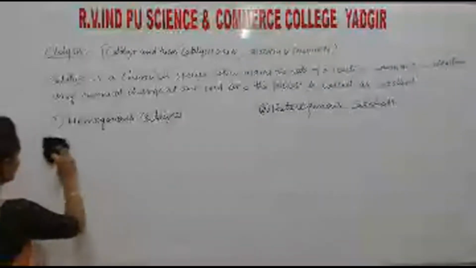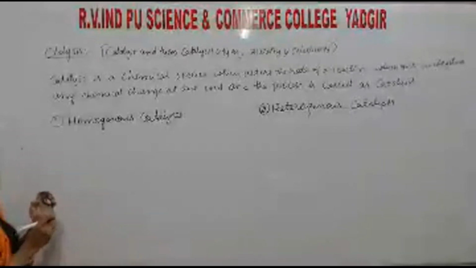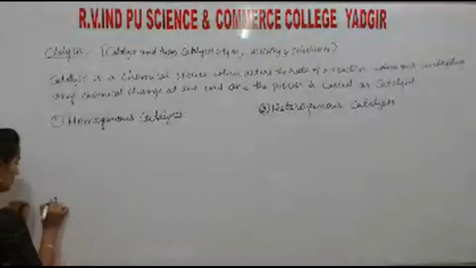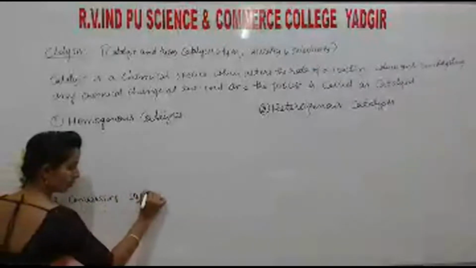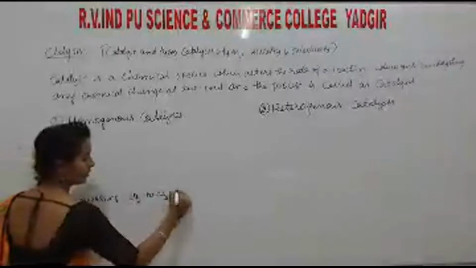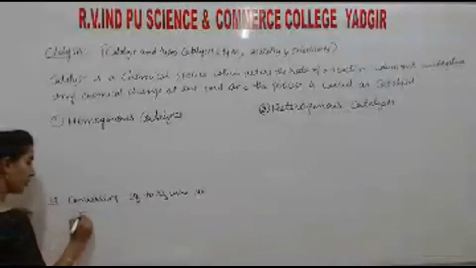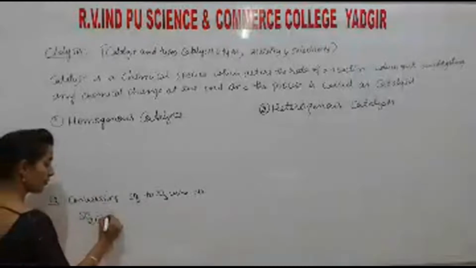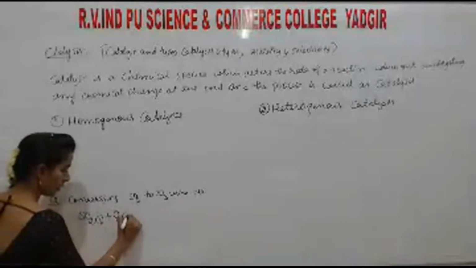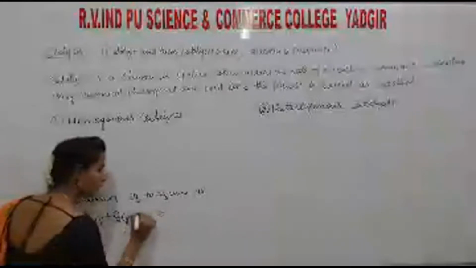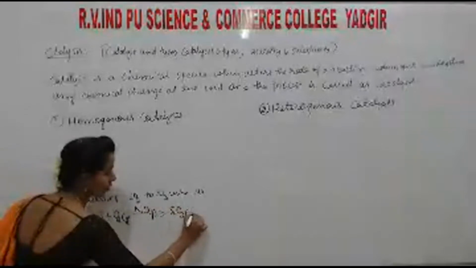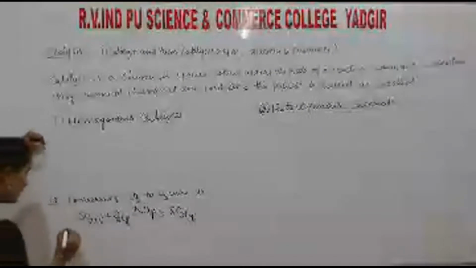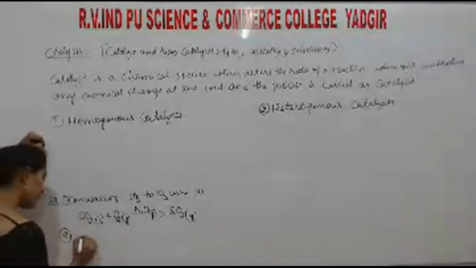So example, initially, before going to that, let's say, conversion of SO2 to SO3 using NO. So students, listen. Here SO2 gas is there. It reacts with oxygen in presence of nitrogen oxide, this is also a gas, and it forms SO3 gas. Okay, another example I will give.